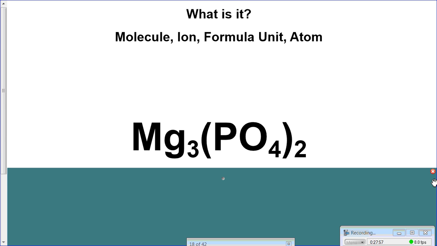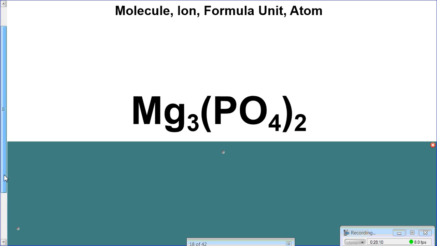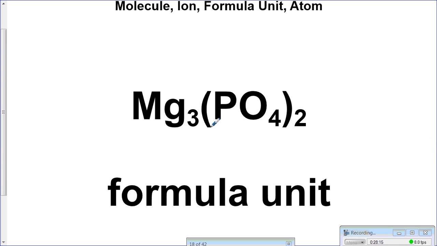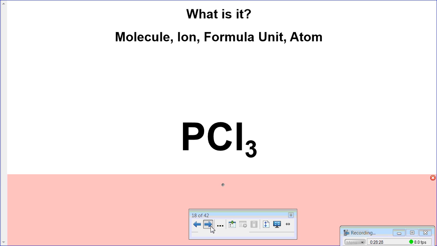Mg3(PO4)2. That's a big formula. Okay, it's not a molecule because I've got magnesium, a metal in there. Molecules are non-metals only. It's not an ion, there's no charge. It's certainly more than an atom. This is a formula unit. It's the simplest part of an ionic compound. Okay, and because this formula unit has a polyatomic in it, it actually has ionic bonds and covalent bonds. But the whole structure here is called a formula unit, the simplest part of an ionic compound.